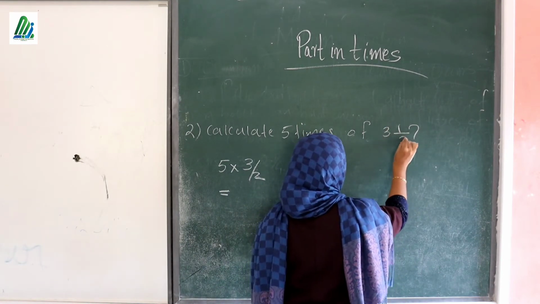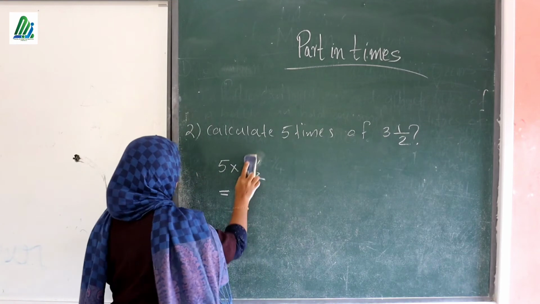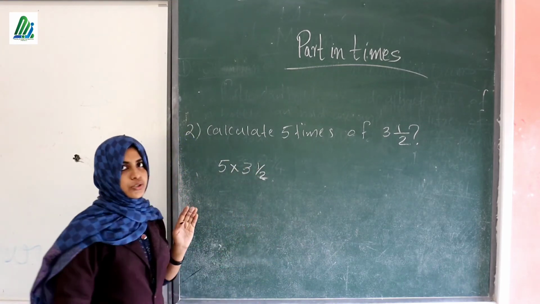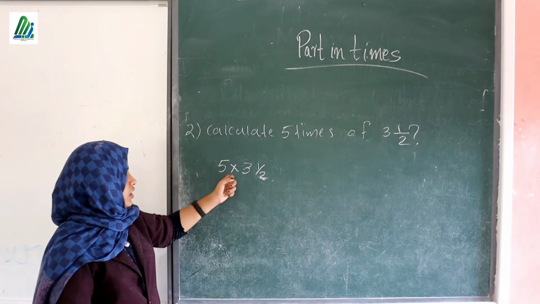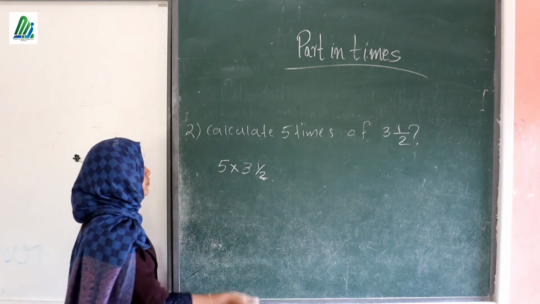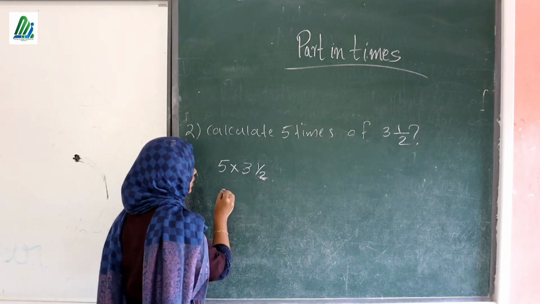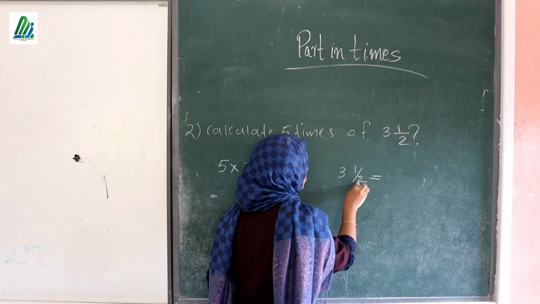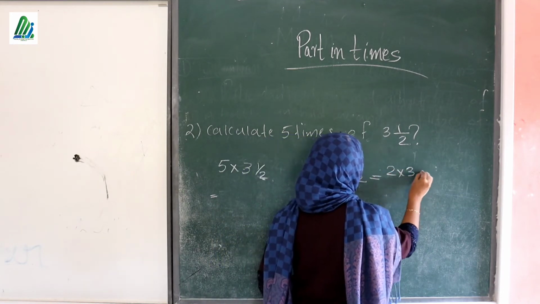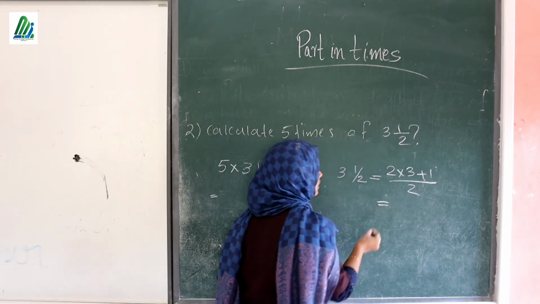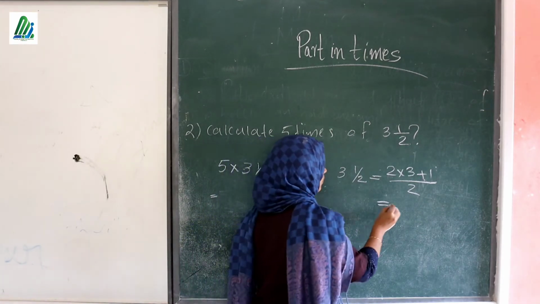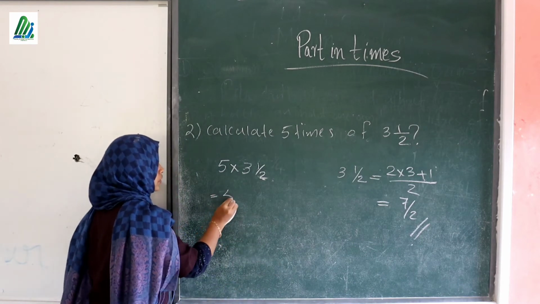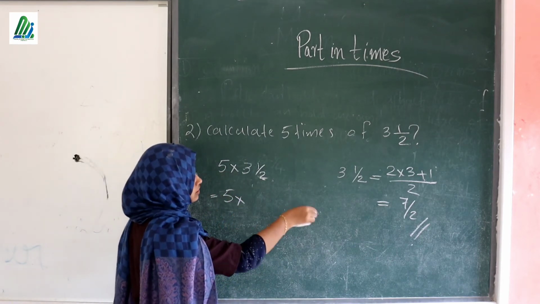Okay, so the question is 3 1 by 2. Just multiply 5 into 3 1 by 2. Here also convert 3 1 by 2 into 2 into 3 plus 1 by 2. Here 2 into 3 means 6, 6 plus 1, 7 by 2 is the answer. So 3 1 by 2 means 7 by 2.